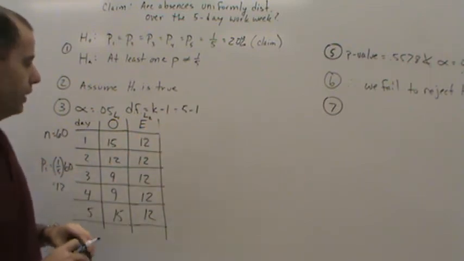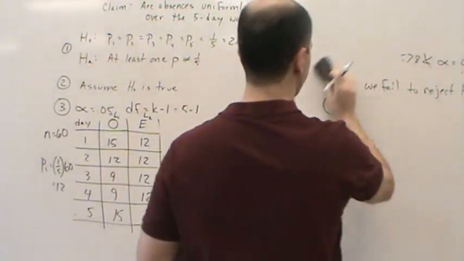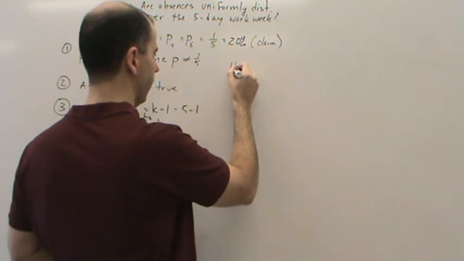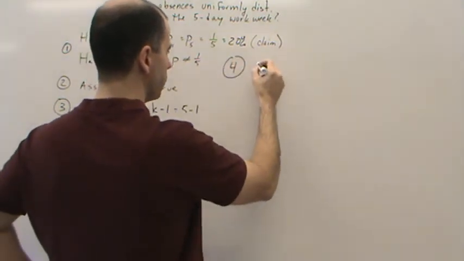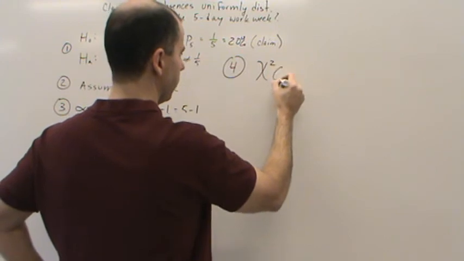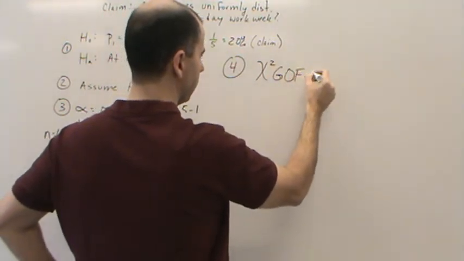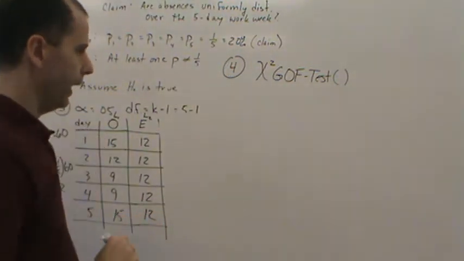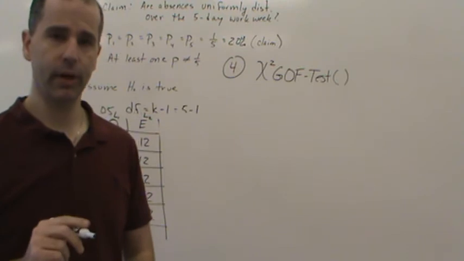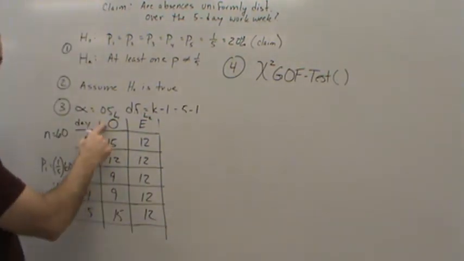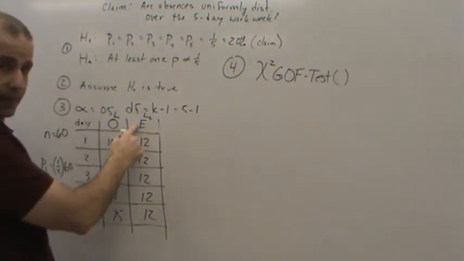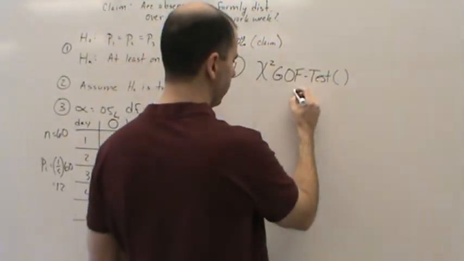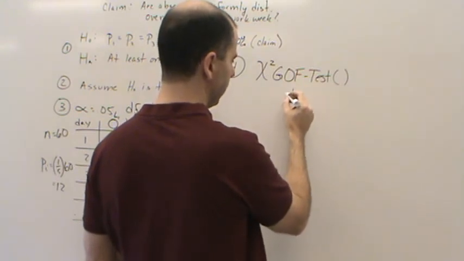But what we're going to do in step 4, which I'm going to erase, is use what's called the chi-squared GOF test on your calculator. And the only thing you need to put in the calculator are 3 things: your observed list, your expected list, and your degrees of freedom. So in the calculator, it's going to want your observed list first. So you need to put in L1.